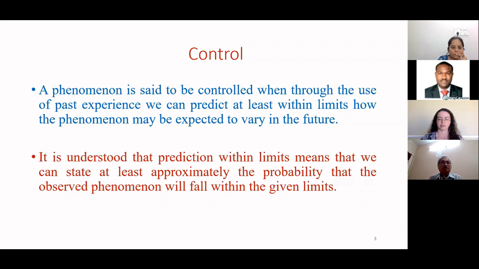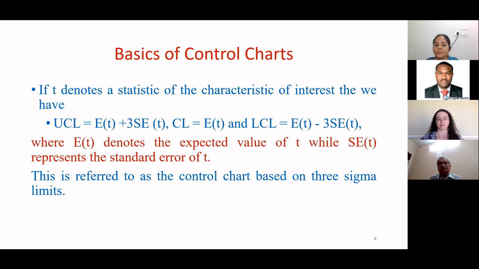Now, a phenomenon is said to be controlled when, through the use of past experience, we can predict at least within limits how the phenomenon may be expected to vary in the future. Prediction within limits means that we can state at least approximately the probability that the observed phenomenon will fall within the given limits.